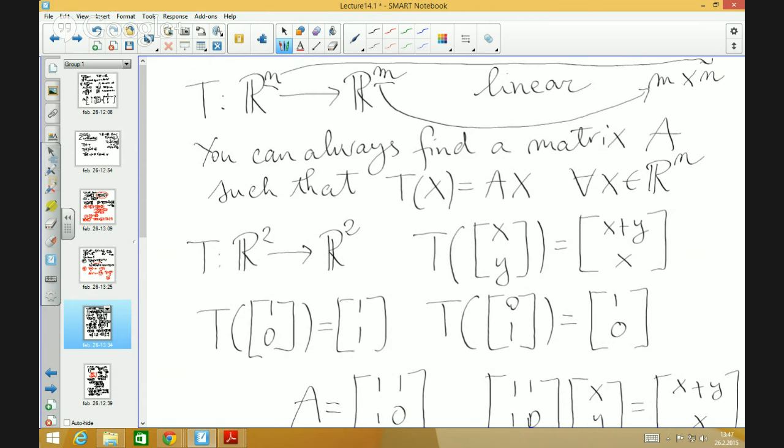So what is the message? The message is that being a matrix transformation, being induced by a matrix, the fact that T of X is some matrix A multiplied by X is exactly the same thing, even though it doesn't look like it on the face of it, as T being linear, as satisfying these two properties that we mentioned before.